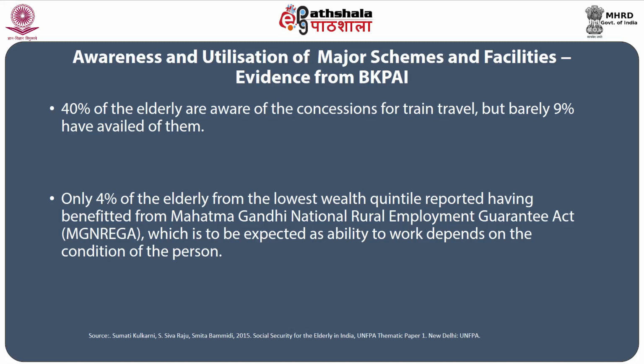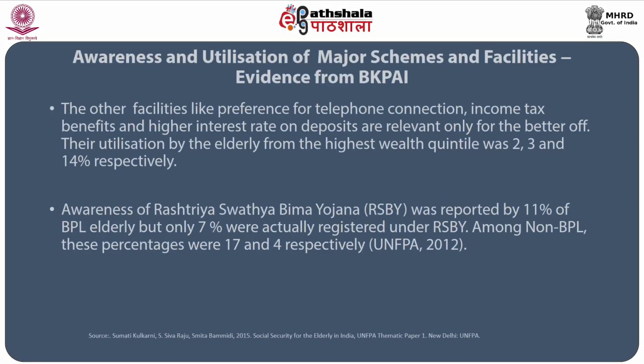which is to be expected as ability to work depends on the condition of the person. The other facilities like preference for telephone connection, income tax benefits and higher interest rate on deposits are relevant only for the better off. Their utilization by the elderly from the highest wealth quintile was 2, 3 and 14% respectively. Awareness of Rashtriya Swasthya Bima Yojana, RSBY, was reported by 11% of BPL elderly, but only 7% were actually registered under RSBY. Among non-BPL, these percentages were 17 and 4% respectively.